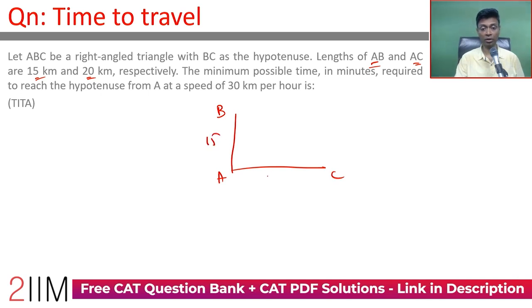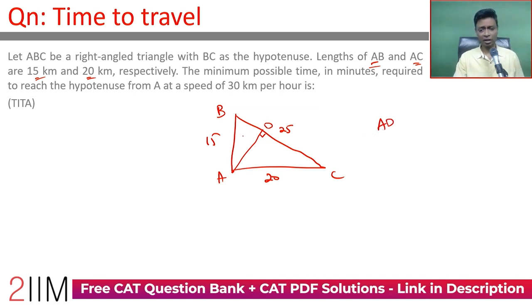BAC: 15, 20, 25. 3, 4, 5. The minimum possible time in minutes required to reach the hypotenuse from A at a speed of 30 kilometers per hour. From A, we reach the hypotenuse. The minimum possible time would happen if you're traveling the minimum possible distance, which means it's a perpendicular line. And so we want to find distance AD and then divide that by 30 kilometers per hour.